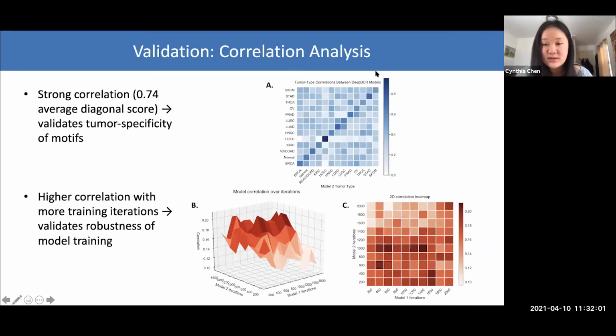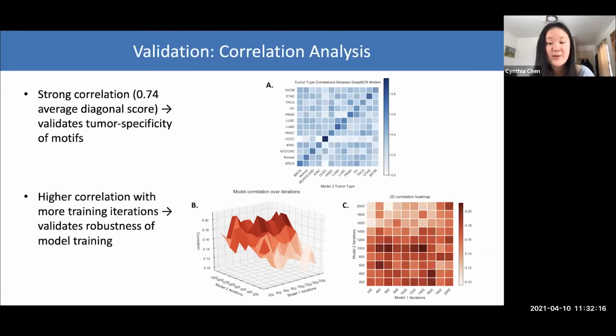And so as you can see in this correlation heat map over here, the correlation along the diagonal is really strong, which shows that even when 2 different models were used, the results for the same cancer type were very similar, which validates the tumor specificity of our motifs.